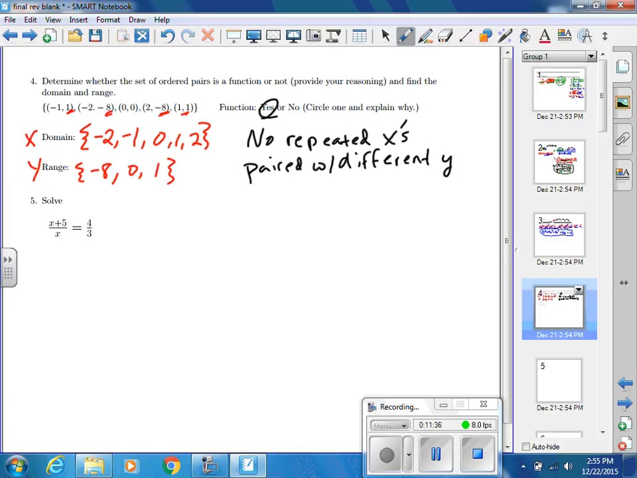If you're not sure what I mean by that, I'll give you an example. So if I had the points 2, 8, and then let's just say I had 0, -4, and then I had 2, -3, clearly I have the same x going to two different y's. This one right here would be not a function. Just letting you know that, okay? So make sure you know that for your test.